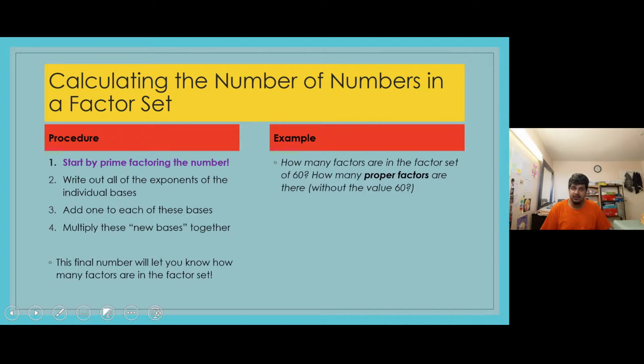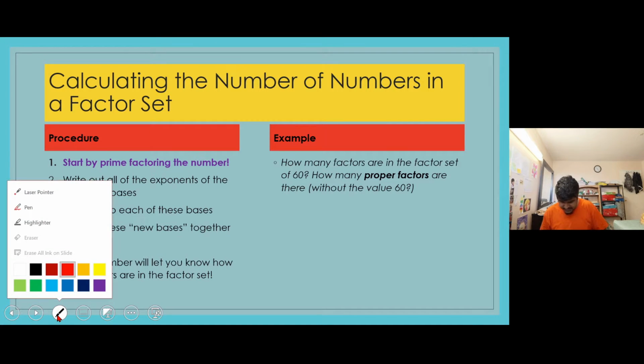So the first thing that we will cover is calculating the number of numbers in a factor set. I'm going to go through the detailed procedure, which you can see right here. First of all, you want to start by prime factoring the number. As I go through this procedure, I'm also going to do an example on the right side for you. That way you can keep both in a check and balance situation. So let's go ahead and do an example.